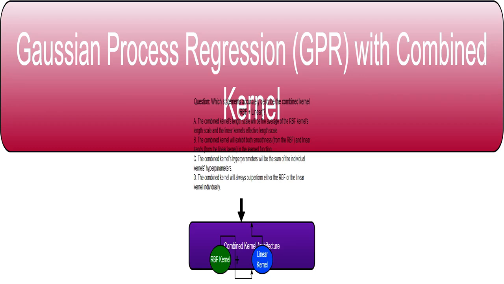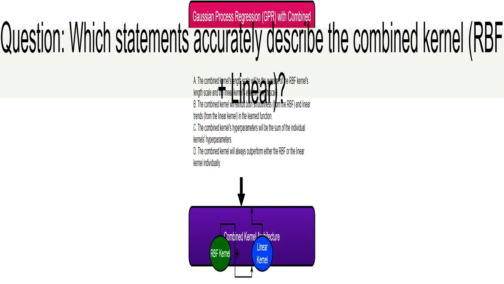I'm using Gaussian process regression, a powerful machine learning technique, and I'm combining two different kernels, RBF and linear. Think of kernels as building blocks that help the model understand the data's underlying relationships. The question tests my understanding of how combining these kernels affects the model's behavior and predictions.